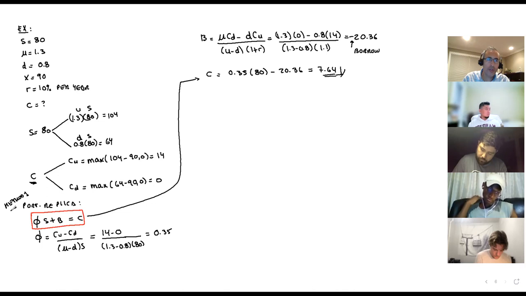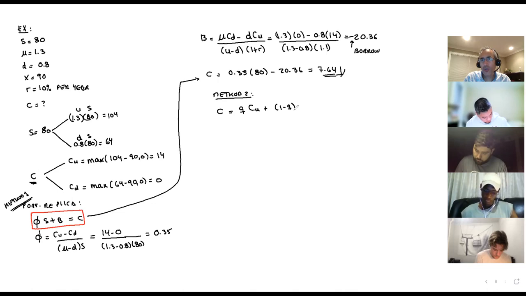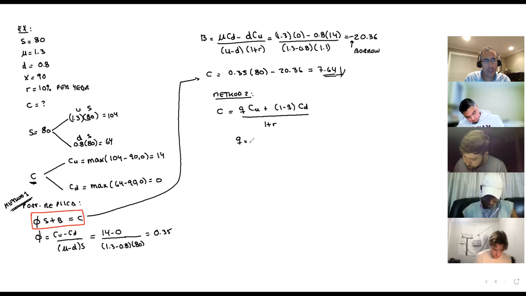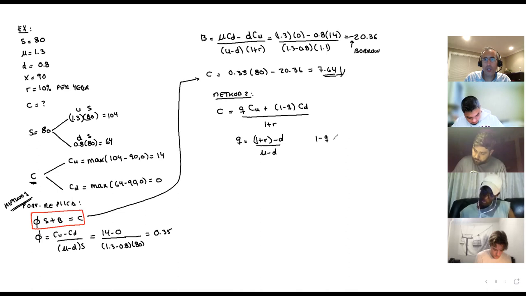Let's use what is called method two. This is the method, guys, that we're going to be using all the time. So method two is based on the following. I know that C equals Q CU plus one minus Q CD over one plus R, where Q is equal to one plus R minus D over U minus D. And one minus Q equals U minus one plus R over U minus D. So we are going to use these formulas here. And these are the formulas that normally all the books and references use, okay?